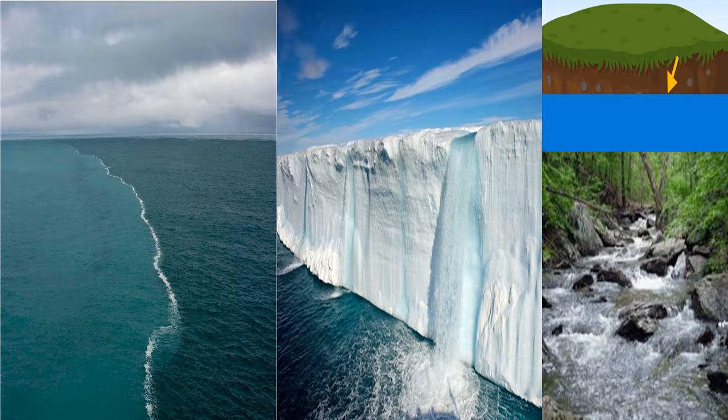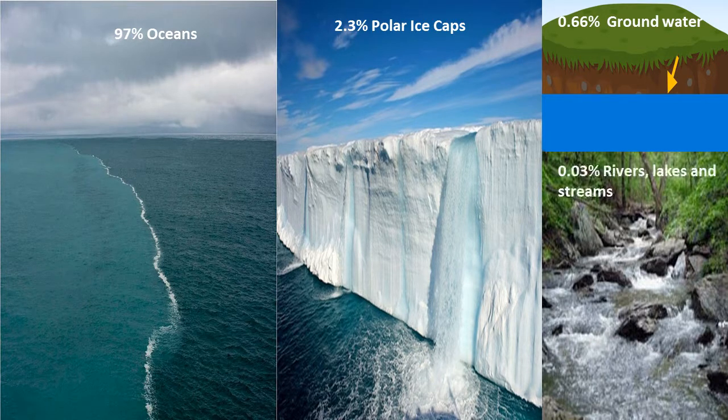About 97% of the earth's water supply is in the ocean, which is unfit for human consumption and other uses due to high salt content. Of the remaining 3%, 2.3% is locked in the polar ice caps. The balance 0.7% is available as fresh water, but 0.66% is groundwater, and the rest 0.03% is available to us as fresh water in rivers, lakes and streams.